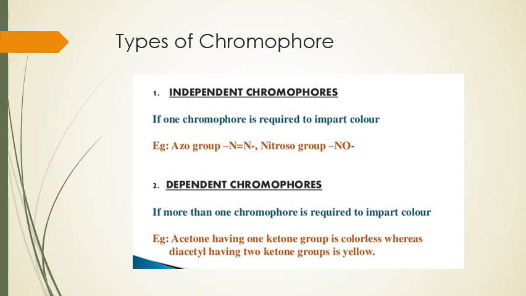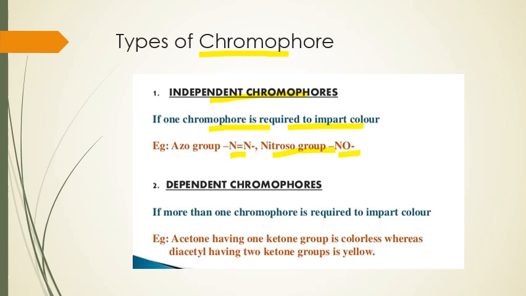There are different types of chromophores. One is the independent chromophore. If only one chromophore is required to impart color, meaning only one group is responsible for the color of the compound, like the azo group, it is an independent chromophore. The nitroso group, which is NO, is also an independent chromophore.